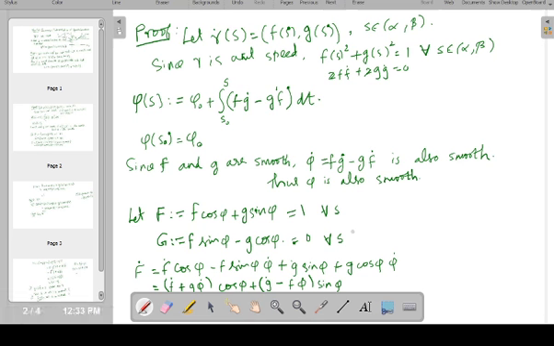So I am getting two equations in two unknowns. What are the unknowns here? It is f and g. I want to determine my f and g. So you have to solve these two equations.